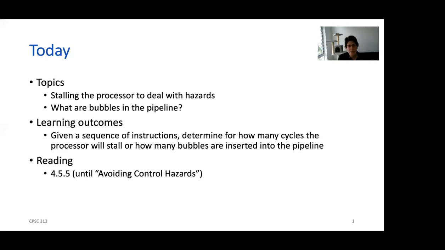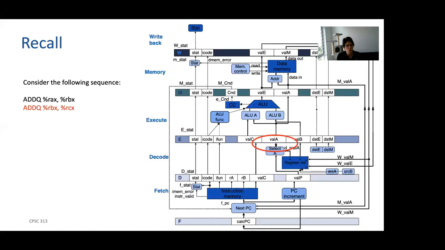Last we left, we had seen how introducing pipelining created problems. We called these problems hazards. And the problems were fundamental to how the pipeline was constructed. So if we considered these two instructions, add and add, we discovered that we couldn't execute the instruction in red when we wanted to because the value that it was going to read from RBX wasn't there. And we inserted no ops so that we could deal with that. But clearly there's got to be a better way.